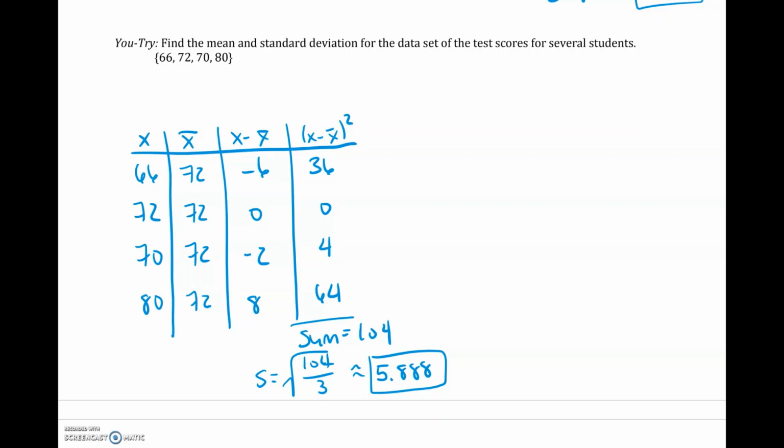And then we can see we did X minus X bar, squared that difference, and summed it to find the variance. The square root of 104 over 3 is 5.888. Here's that important piece I was telling you guys before: don't round too early. We round once, and here we're rounding to the nearest thousandth, just to be consistent with everything else we've done. But 104 divided by 3 is a non-terminating decimal, right? So we don't want to round that first and then round again. So leave it as 104 over 3 and square root that entire value in your calculator to get that 5.888.